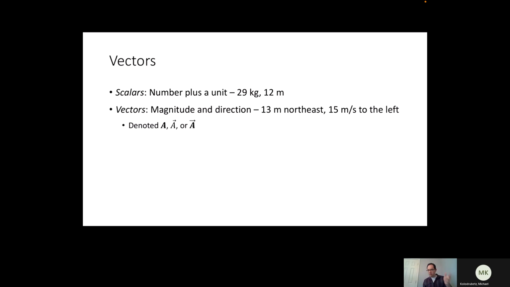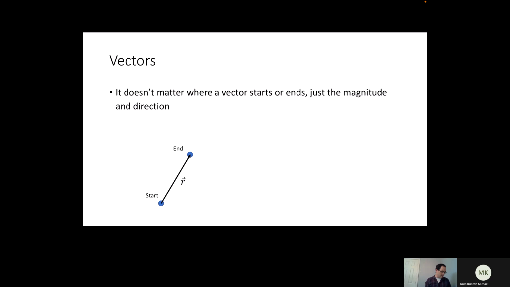Now, we're going to denote this different ways throughout the class. Sometimes I will denote it with a bold symbol. That's how it's done in the book. Sometimes I will do that with a little vector symbol on top. And sometimes it'll be a combination of these. Regardless, they all mean the same thing. They mean an object with a magnitude and a direction.